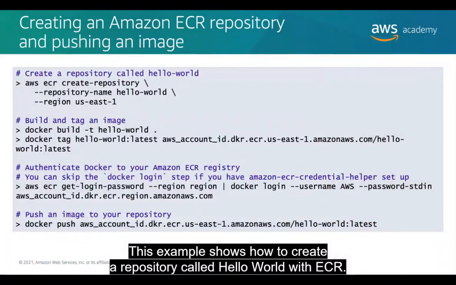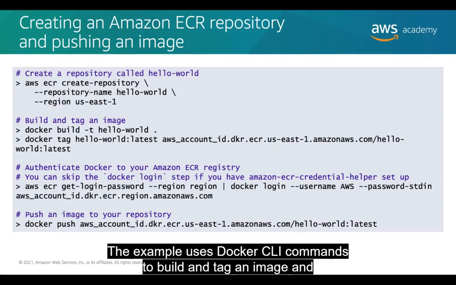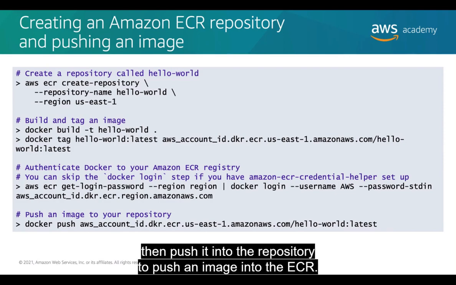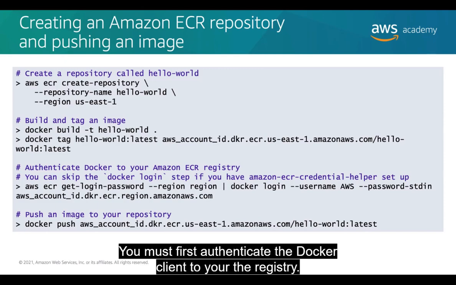This example shows how to create a repository called Hello World with ECR. The example uses Docker CLI commands to build and tag an image, and then push it into the repository. To push an image into the ECR, you must first authenticate the Docker client to your ECR registry.